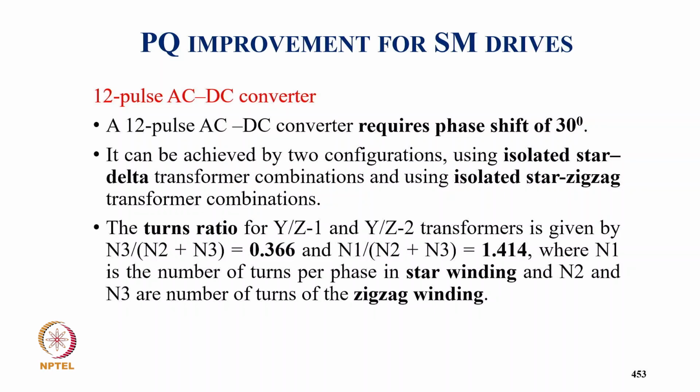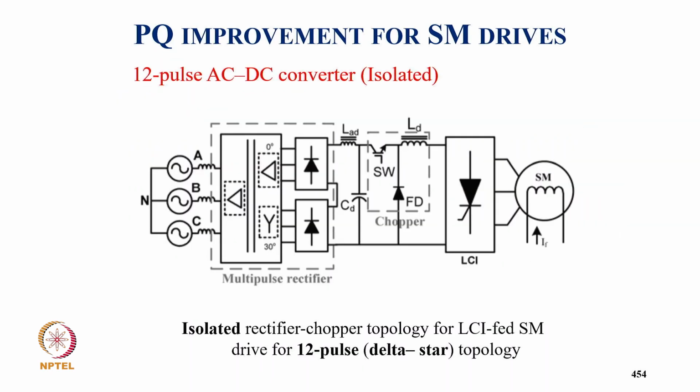The turns ratio for star zigzag 1 and zigzag 2 transformer is given as N3 upon N2 plus N3 equal to 0.366 and N1 upon N2 plus N3 equal to 1.41, where N1 is the number of turns per phase in the star winding, and N2 and N3 are the number of turns of the zigzag winding.